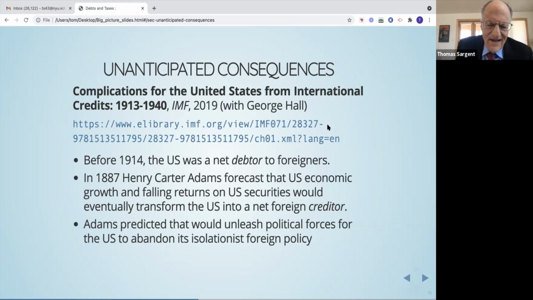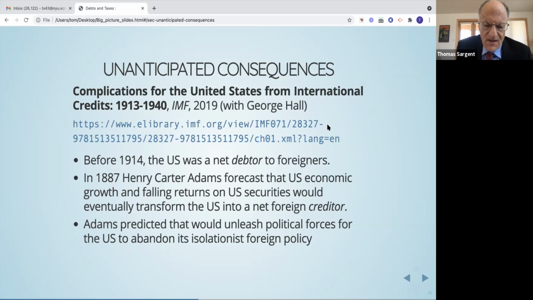He says that when that happens, and furthermore, the US is going to grow and become a leading economy. We're going to catch up with Britain, maybe exceed it. And he says that's going to eventually transform the US into a net foreign creditor. And these credits are going to be issued not by the government, but by private American savers.